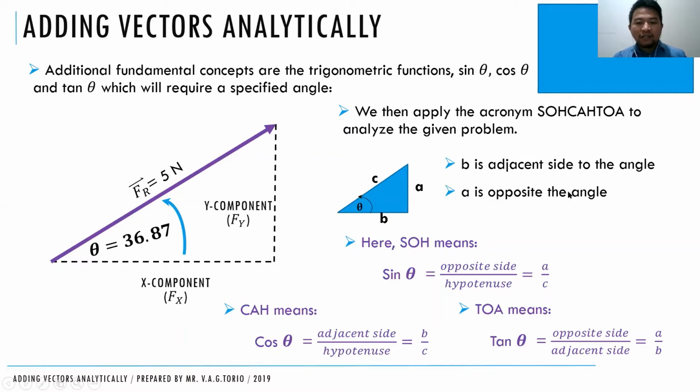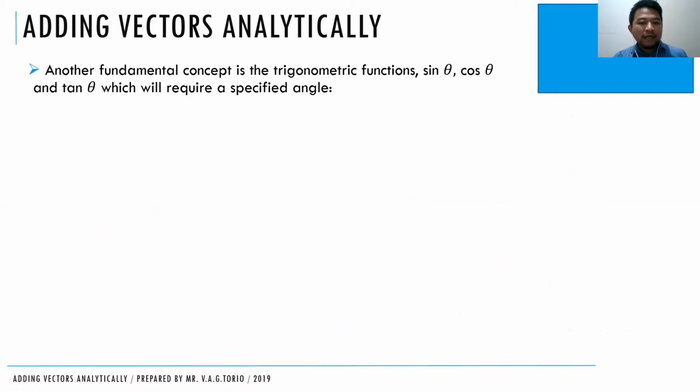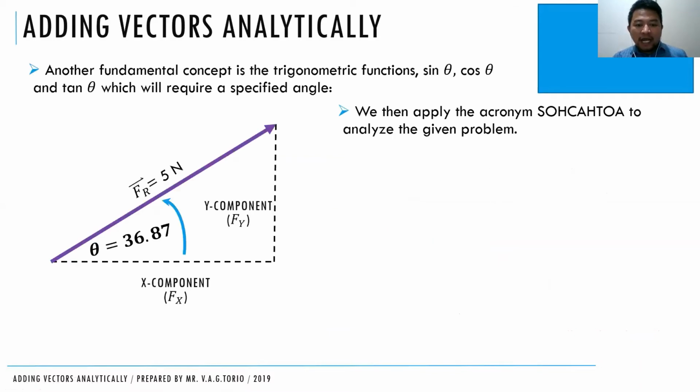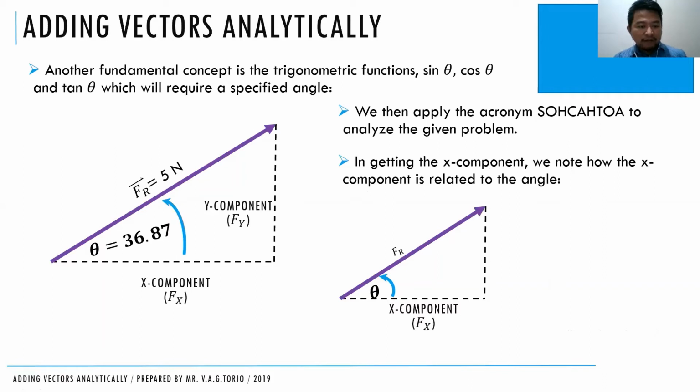And those are trigonometric functions: sine, cosine, and tangent. Now we can apply our sine, cosine, and tangent, or that is, we can just discuss sine and cosine for the meantime, to the given values that we have. The magnitude value is 5 newtons and the angle theta value is 36.87 degrees, and we calculate for the components.